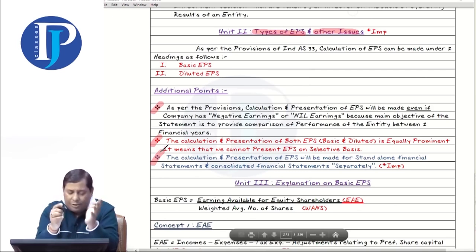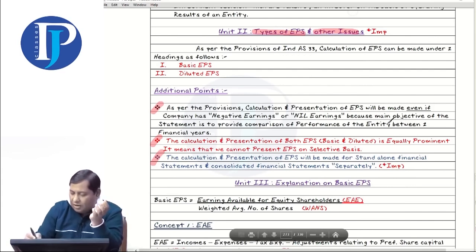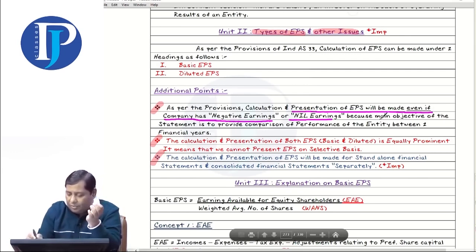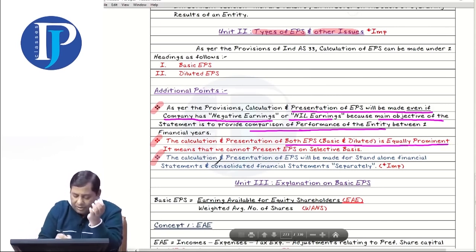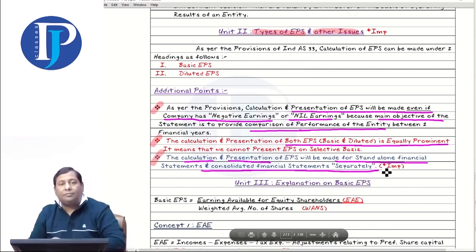Let's move ahead. I told you these 3 points. First, presentation of EPS will be made even if the company has negative earnings or nil earnings, because the main objective is comparison. Second, both EPS are equally prominent. Third, calculation and presentation will be made for standalone and consolidated separately.